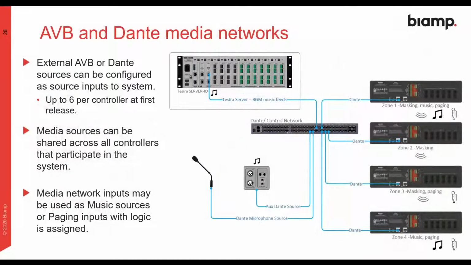And then the second way that we can apply AVB and Dante in our system is by bringing explicit streams or flows in from an outside device and defining them in our software. In our software, you can set up an analog source or a digital source. This would be where we're bringing it in from an external Dante or aux source or a Tessera server. We might set up a background music feed that overflows into the masking.